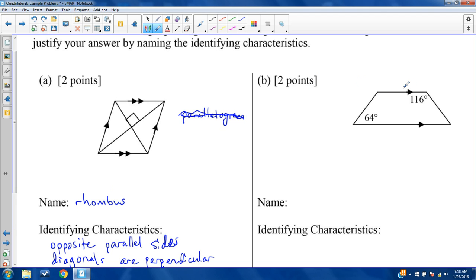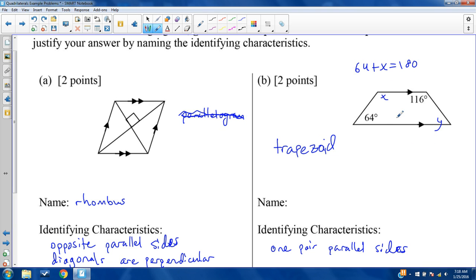Okay, this one right here, I have one pair of opposite sides that are parallel, and because these opposite angles aren't congruent, I know it's not a parallelogram, so it looks like this is going to be a trapezoid. We'll see if it is an isosceles trapezoid or not. So I have one pair of parallel sides, which is why I know it's a trapezoid. Based on this information, I'd like to see if it's possible. These are same side interior angles, so 64 plus x equals 180. If I call this x and I call this y, I need to see if y and 64 are the same and if x and 116 are the same.